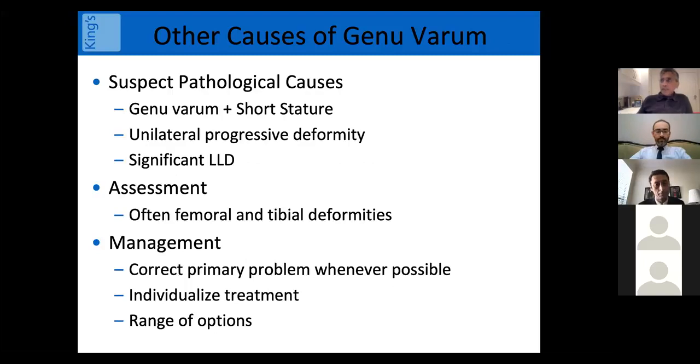So when do you suspect other causes of genu varum? Particularly if you're seeing a child who is short for his age and has a deformity, it should light up in your mind to ask, am I missing something here? Look for unilateral deformities and progressive leg length discrepancy, and you have to assess both femur and tibia. The deformity could be in both bones, or in the femur rather than the tibia. So if it is a primary problem, treatment is individualized, depending upon whether you want to do 8-plate, osteotomy, or frame. And of course, there is a range of options guided by your own experience.